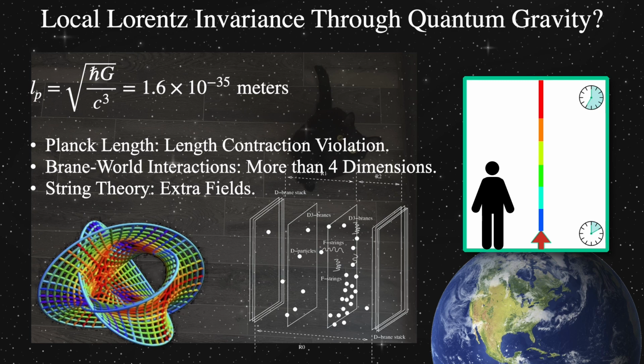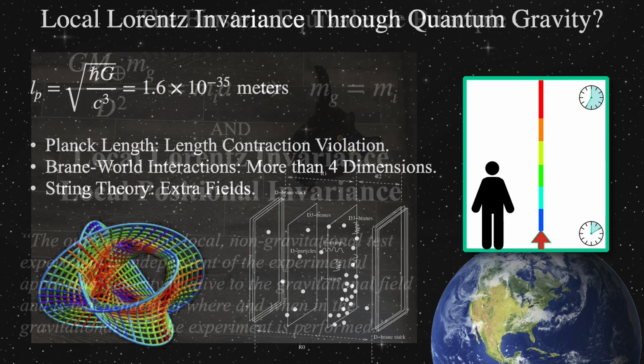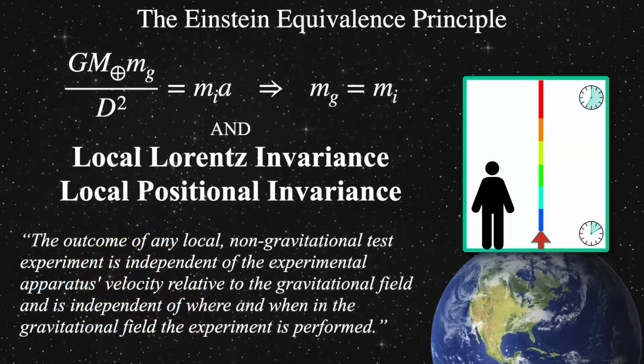And finally, string theory or M theory suggests effective or apparent violations due to the existence of new and additional scalar, vector, and tensor long-range fields, which couple to the normal matter. This last one's getting way ahead of ourselves, though. Let's now look at local positional invariance.